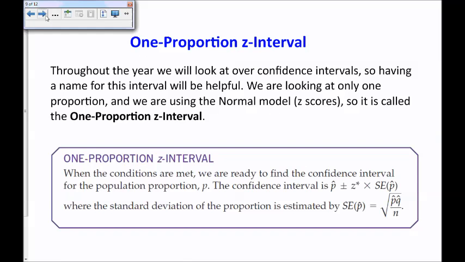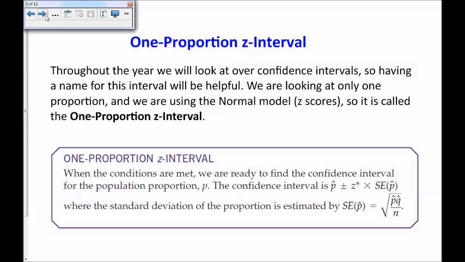Okay. This interval that we're talking about and creating here has a name, and it has a name because as we go throughout the year, we will find several confidence intervals, and so we need a name for this one. Because we're dealing only with one proportion and we're using the normal model, think of z-scores, it's called the one proportion z interval.